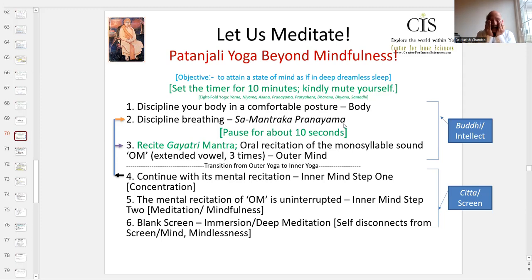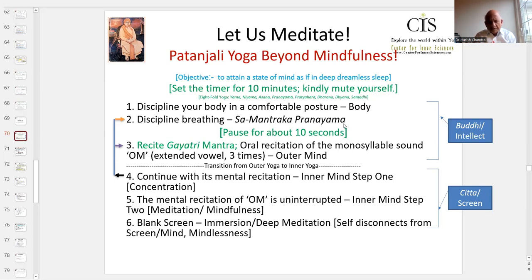That completes step number 2, Pranayama. We have disciplined our breathing. Now we don't look back at our body or worry about our breathing. We are confident our breathing will work in its automated mode, as it functions in our sleep also.